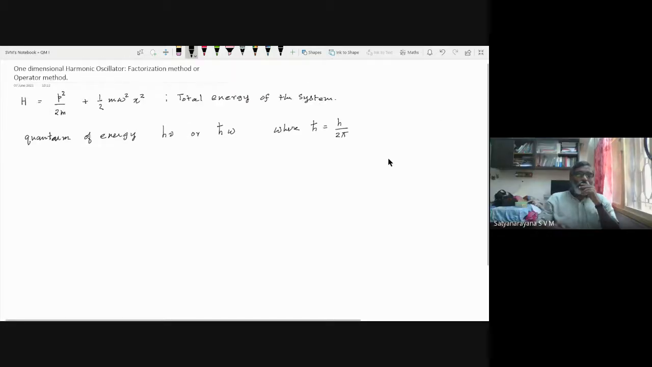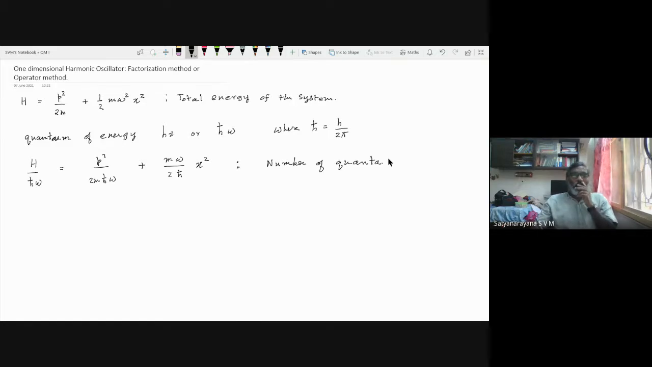So this is h cross omega, the quantum of energy. So we can ask a question: what is the Hamiltonian, that's the total energy, divided by h cross omega? That is basically p square by twice m h cross omega plus m omega by 2 h bar into x square. That is what I will have if I divide by h cross omega. Now, physically, this represents what is called the number of quanta. Classically, the total energy divided by the energy of the quanta will give us the number of quanta.